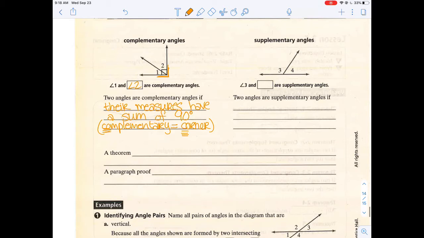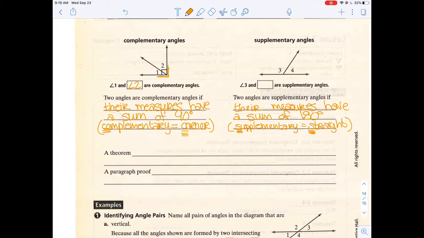Two angles are supplementary if their measures have a sum of 180 degrees. And we said supplementary means straight. Both start with this. There we go. Okay, those are your angle pairs.